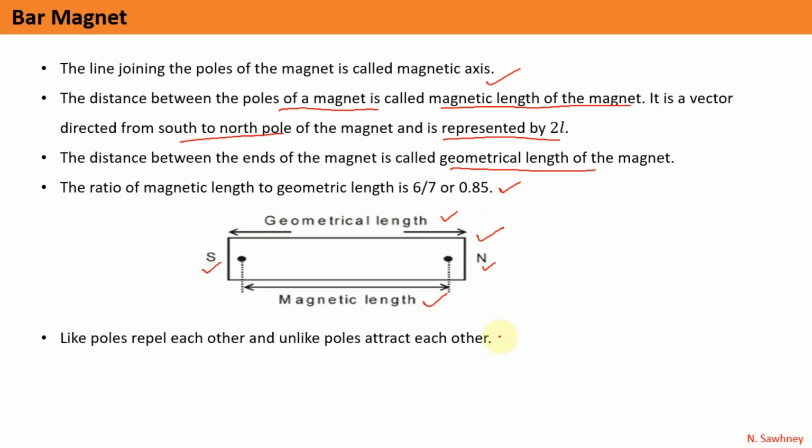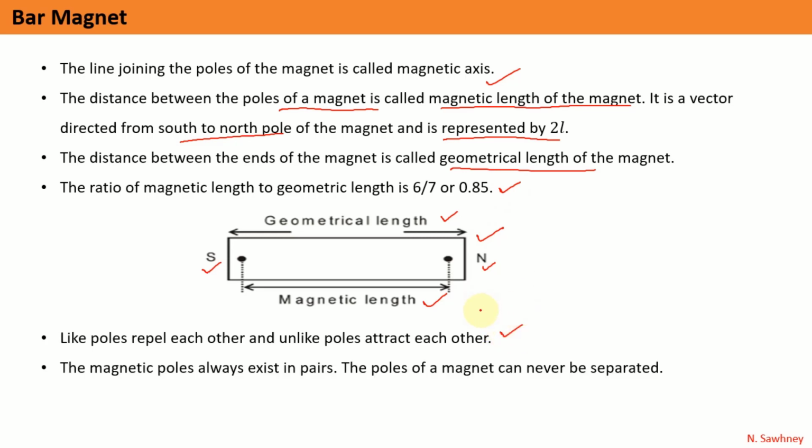Like poles repel each other and unlike poles attract each other. This you all know. The magnetic poles always exist in pairs. The poles of a magnet can never be separated. That is, whenever we break the magnet, again we will form north pole and south pole. Monopole will never be found.